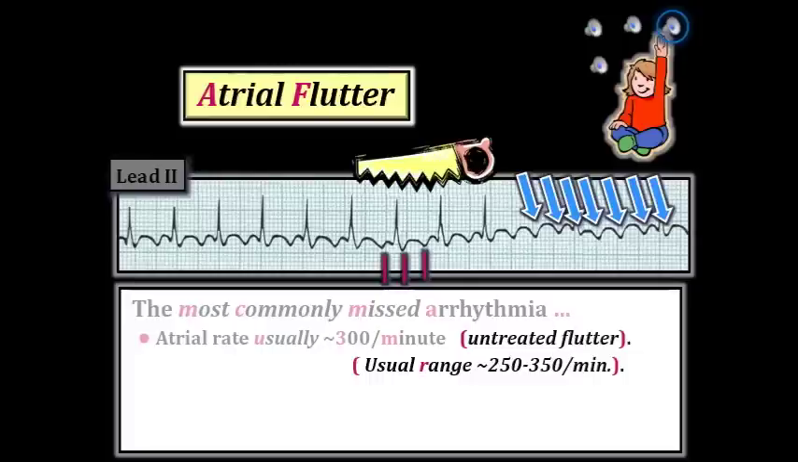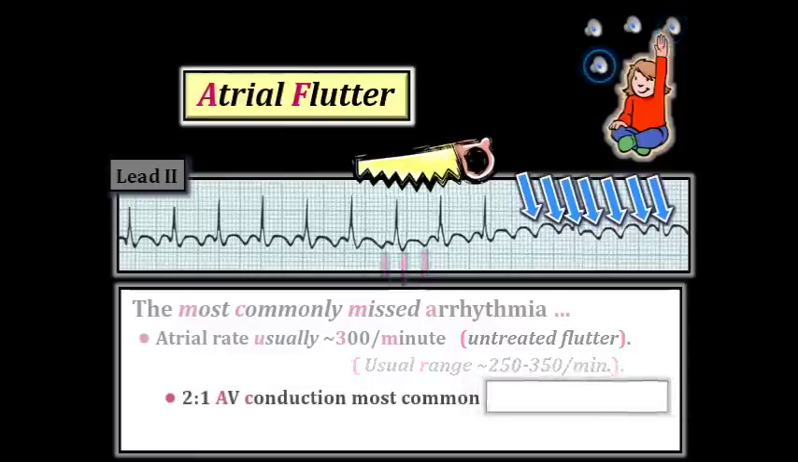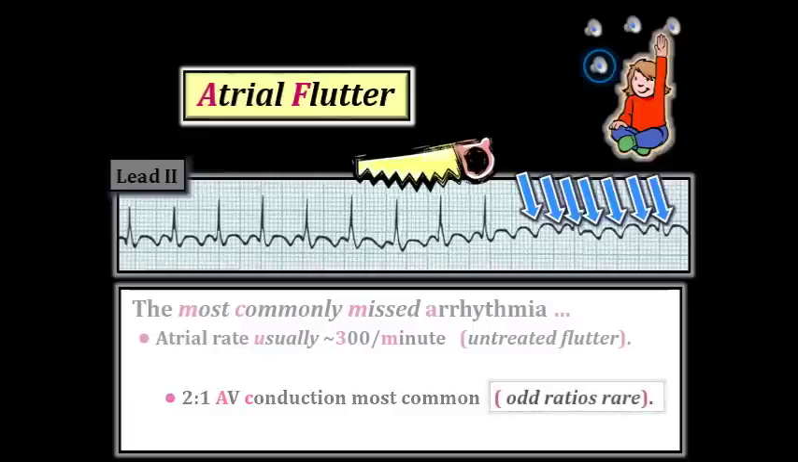The flutter rate may be a good bit less than 300 per minute if the patient is on an antiarrhythmic medication such as amiodarone. The most common ventricular response to untreated AFlutter is with 2-to-1 AV conduction, which means that the ventricular rate will usually be close to 150 per minute, as it is during the early part of this tracing. The next most common AV conduction ratio is 4-to-1. Odd conduction ratios, such as 1-to-1 or 3-to-1, are rare.